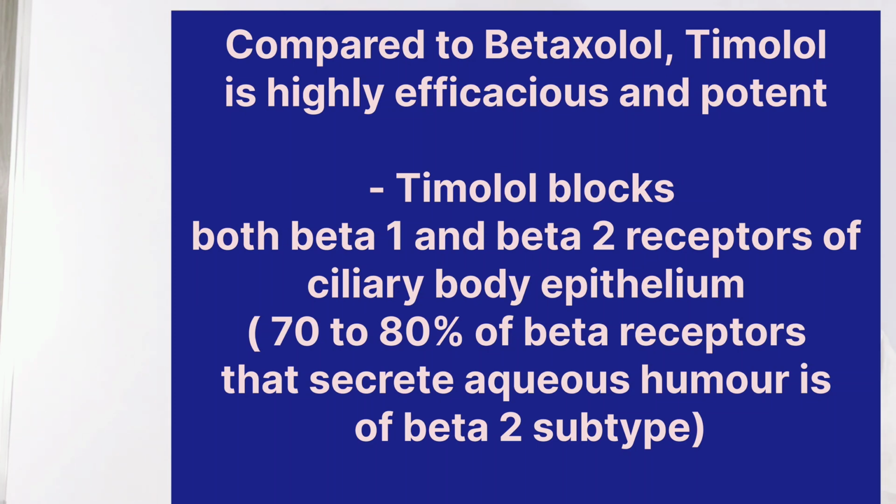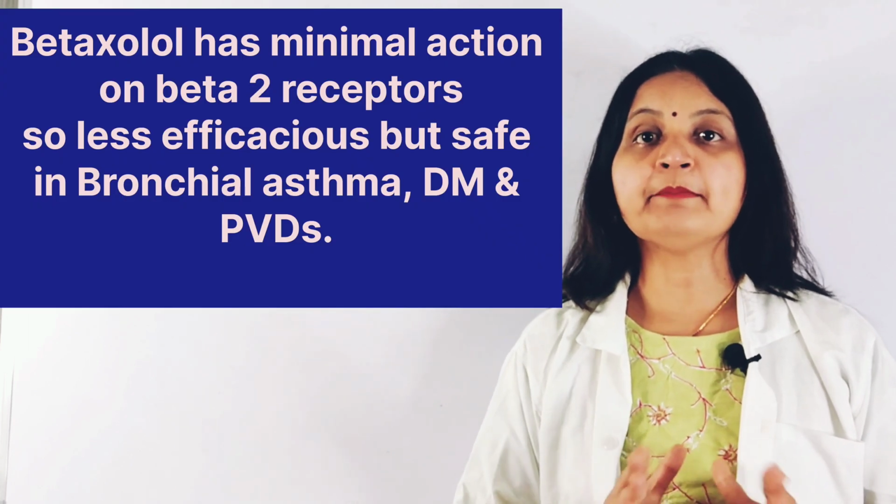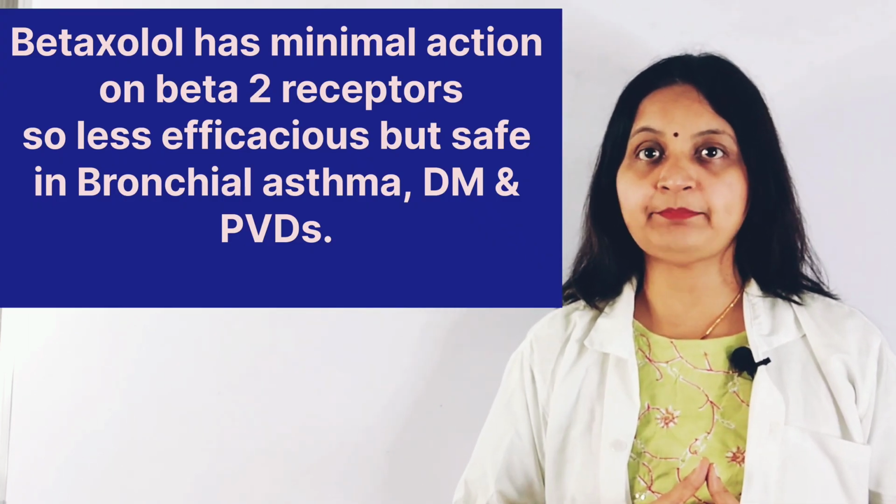This is because most of the beta receptors on the ciliary body epithelium that are responsible for formation of aqueous humor are of beta-2 subtype. So by blocking the beta-2 receptors, timolol serves as a highly efficacious drug in the management of glaucoma. However, betaxolol is less efficacious than timolol because of minimal action on beta-2 receptors.